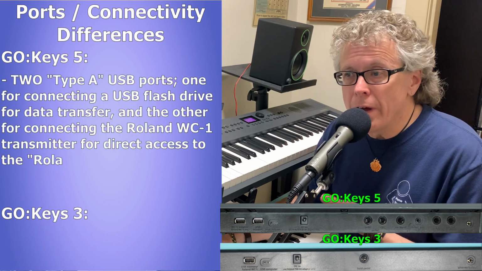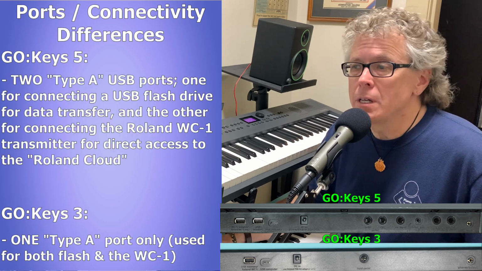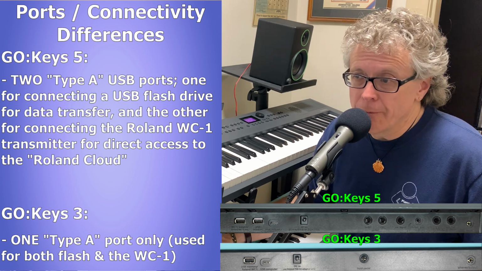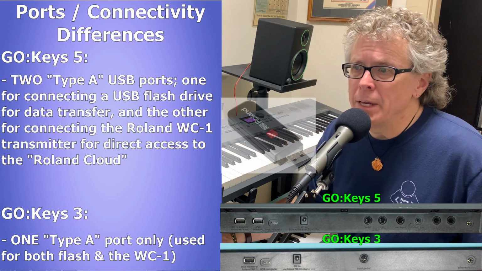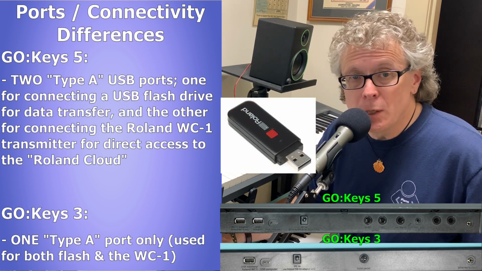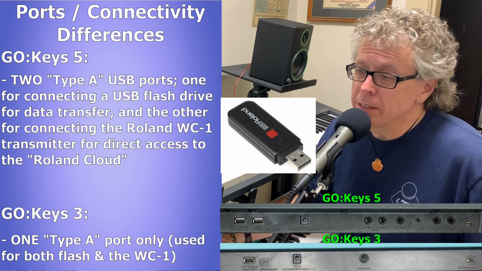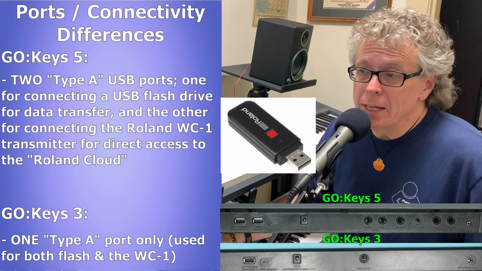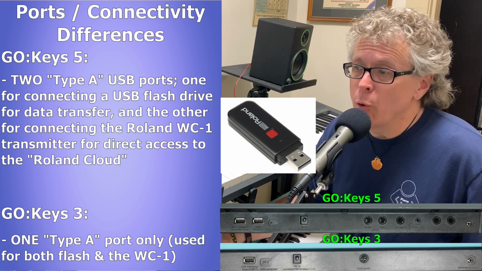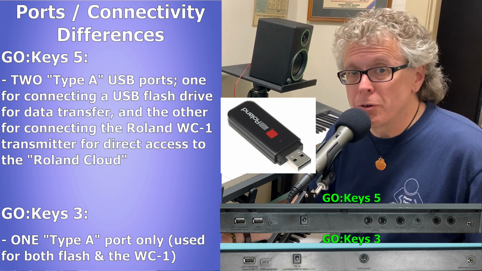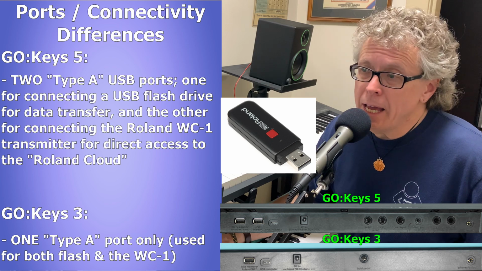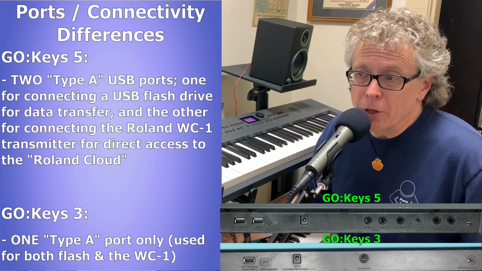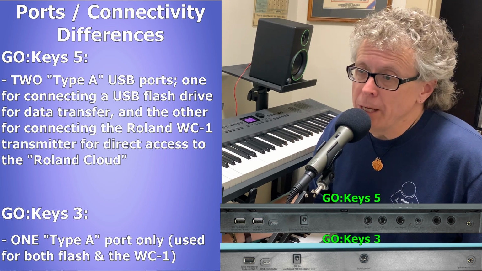The GO Keys 5 has 2 Type A USB ports. One of them is intended for saving and accessing data on a USB flash drive, and the other port, while it looks the same, is only for using the optional WC1 transmitter for accessing the Roland Cloud for extra sounds and styles. The GO Keys 3 only has one USB Type A port, so this port has to double as both your USB flash drive port and for using the WC1 transmitter. So you basically just can't have both connected at the same time with the GO Keys 3.